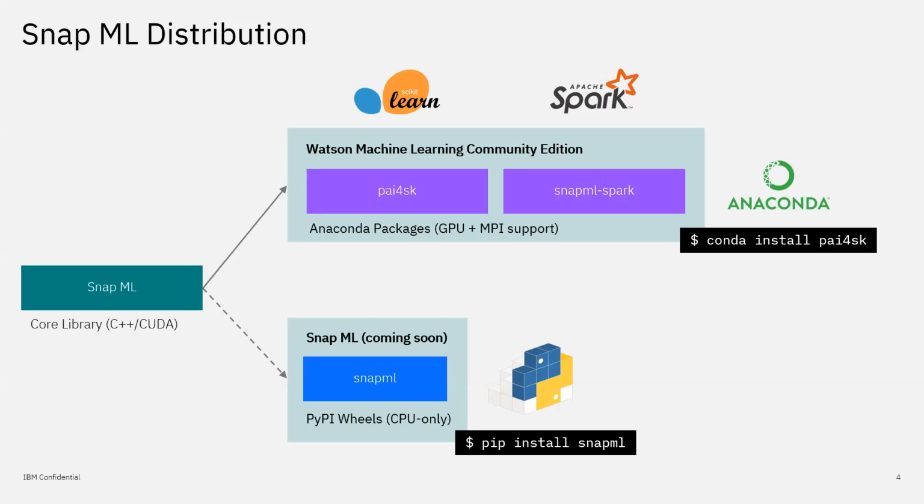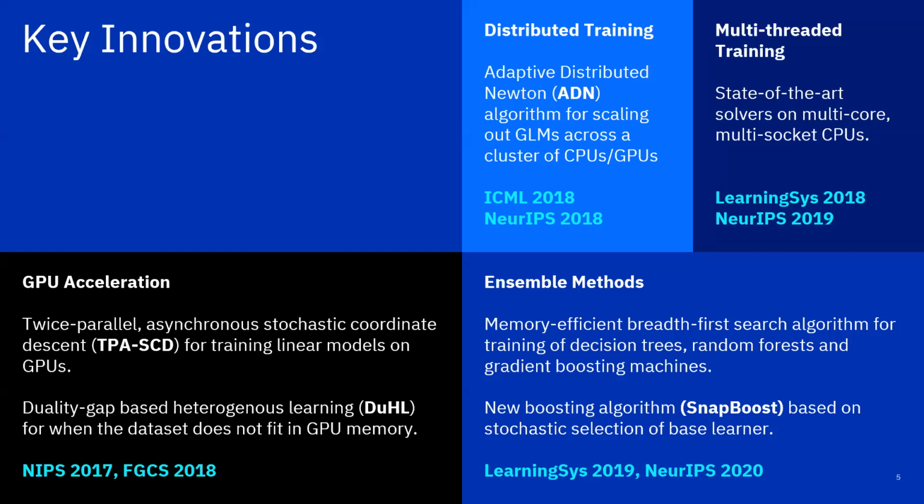And then what we're working on now is a new distribution method, which is somewhat simpler. We're building GPU-only wheels, which we plan to upload to the public PyPI index. This will be simply the scikit-learn API for SnapML, and it will be installable via pip install snapml. Okay. Haris, next slide, please.